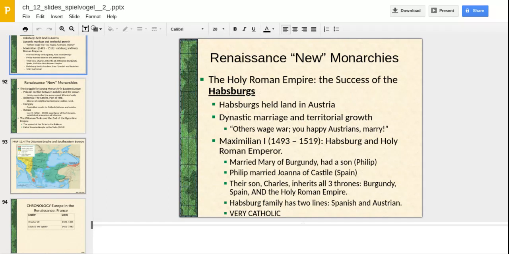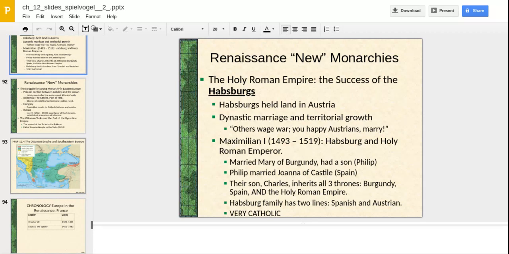And so their son, Charles, ends up inheriting all, because of these weird, crazy deaths. It was never meant to happen this way. But he ends up inheriting all three thrones, the throne of Burgundy, Spain, and the Holy Roman Empire, which is going to cause some problems. It's going to upset the balance of power.